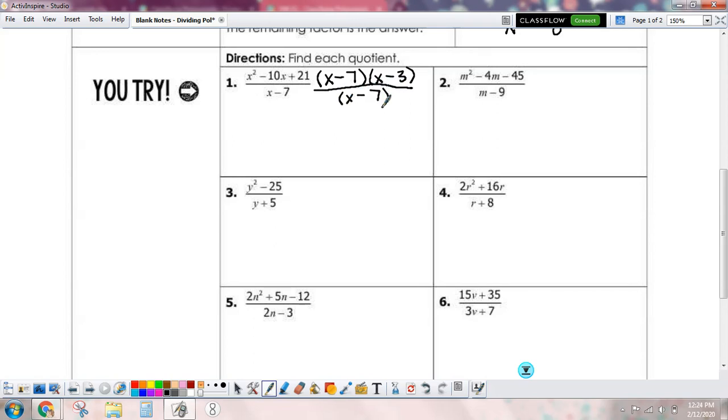Okay, and then step 2 is to cancel out my common factors. So we're going to cancel out the x minus 7, and I am left with x minus 3 as my final answer. All right, so we're going to try number 4.